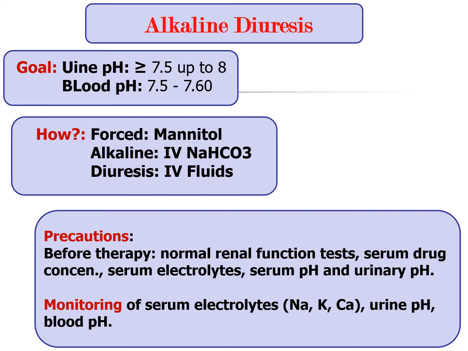Now I can start the alkaline diuresis session, but during the whole session, I have to monitor the serum electrolytes to maintain them normal, urine pH to be at 7.5 up to 8, and blood pH to be at 7.5 to 7.6. This is how we maintain an effective alkaline diuresis session.